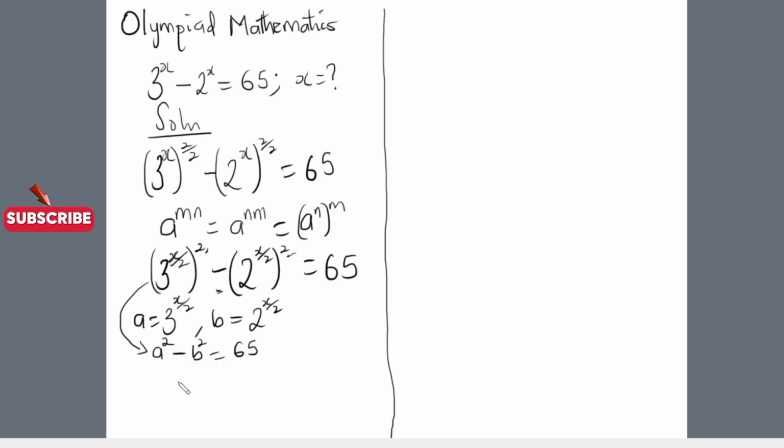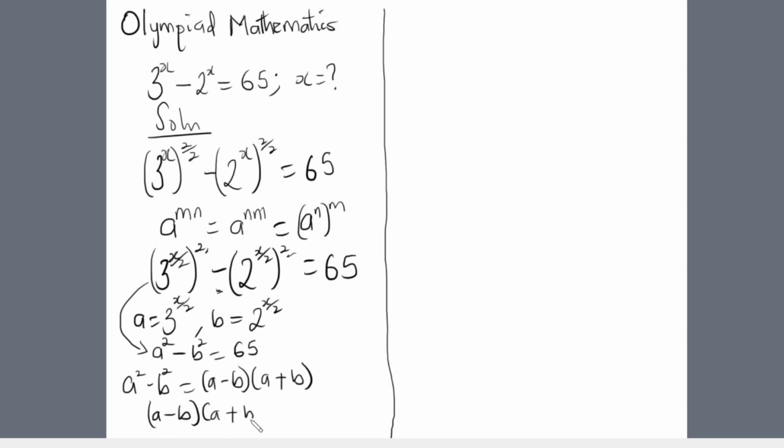If this is the case, and I've already said it before, this is a difference of two squares. For a difference of two squares, when you have a squared minus b squared, it's the same thing as a minus b multiplying a plus b. All right, and so we can say a minus b times a plus b equals 65.